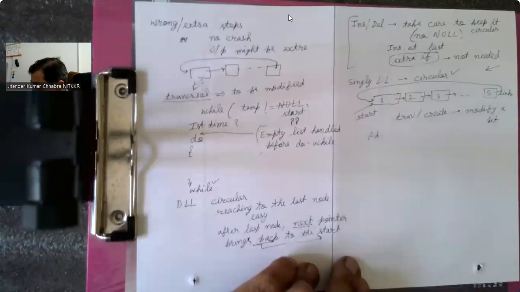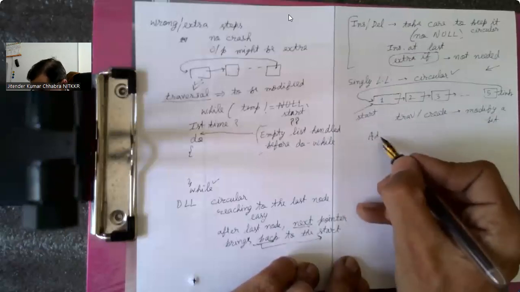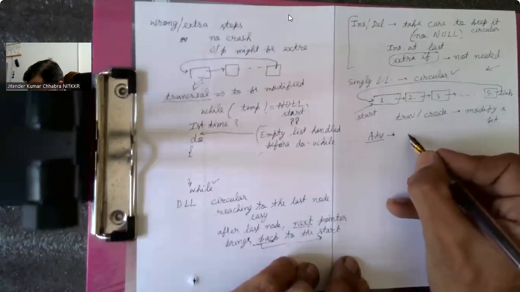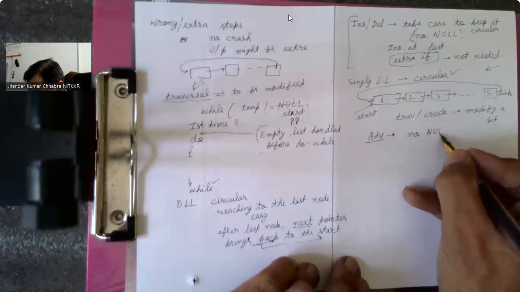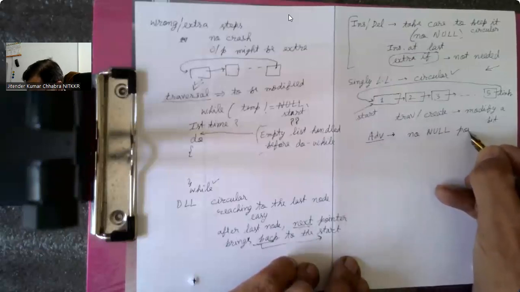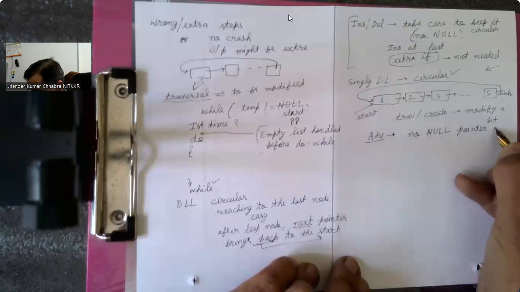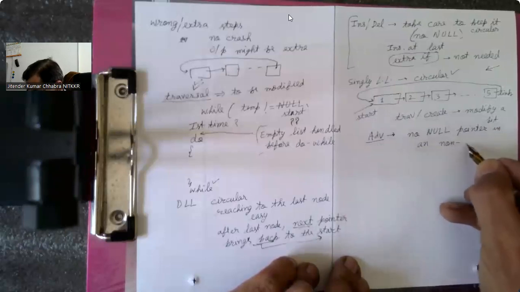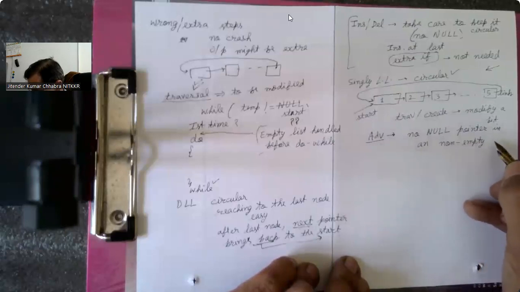Advantage: we don't have any way to go to the last node, so the doubly linked list advantage is not that much, but no null pointer still exists in the linked list. In any non-empty list, a null pointer never exists. That itself is an advantage.